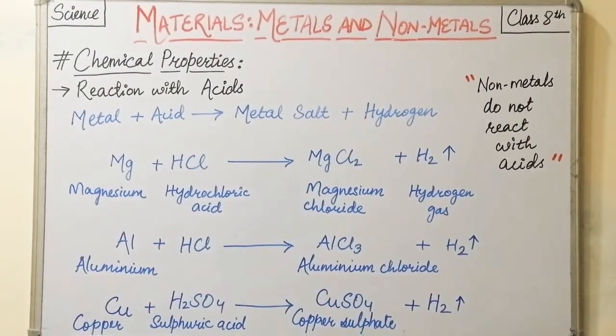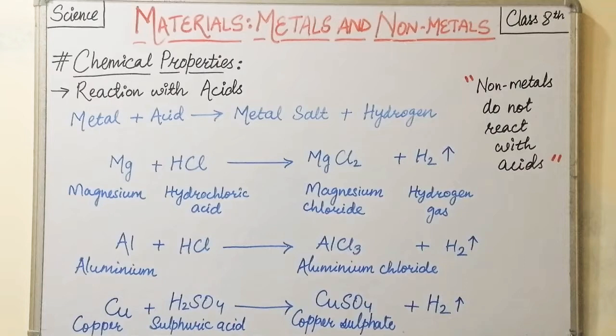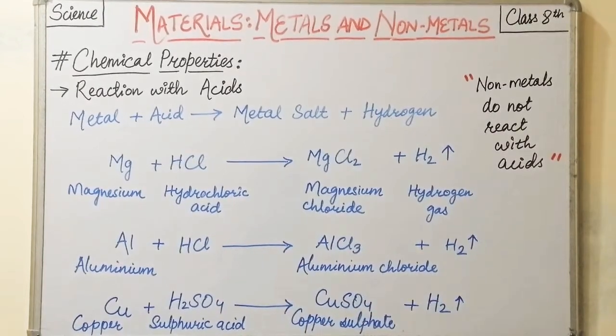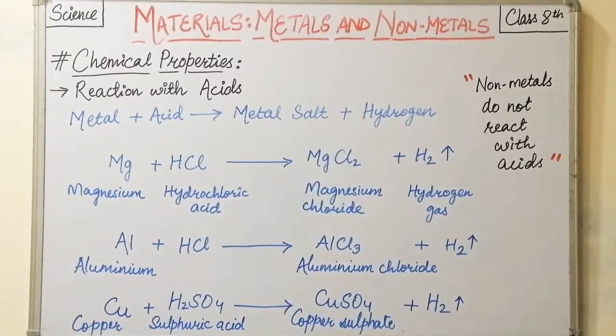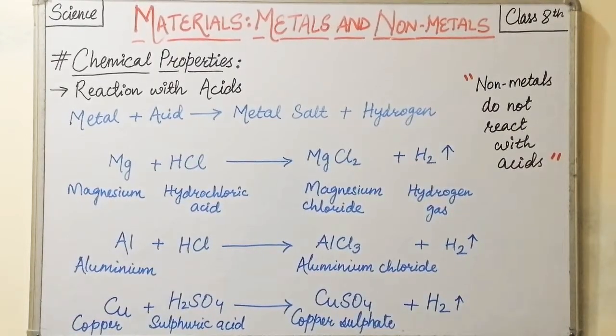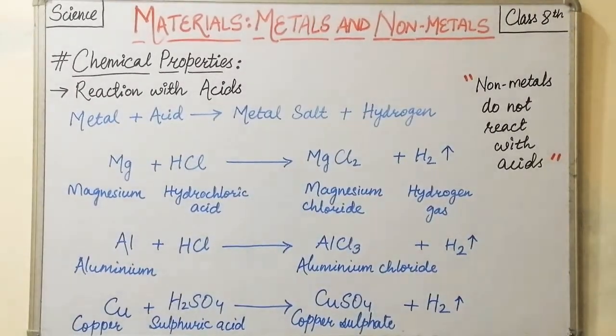The next reaction is reaction with acids. So here, first of all, what are acids? We have learnt about acids and bases in class 7th in detail, and we have learned so many organic and inorganic acids and bases. Now here, out of these, the most commonly used inorganic acids are HCl, that is hydrochloric acid, and H2SO4, that is sulfuric acid. Here we are going to get this equation. When a metal reacts with an acid, it gives a metal salt along with hydrogen gas.